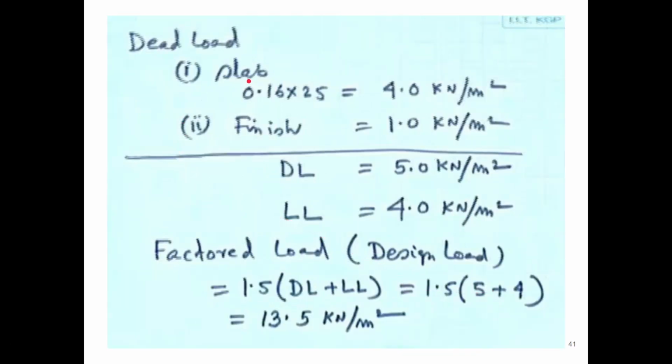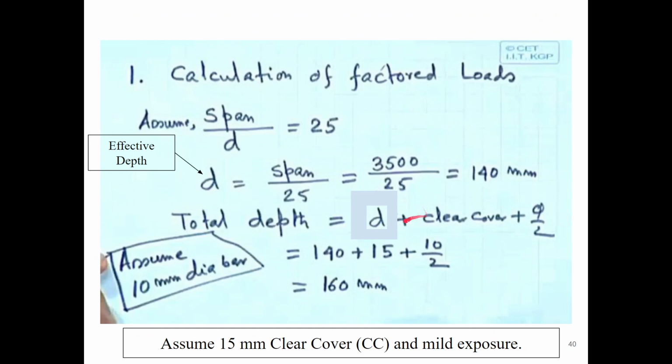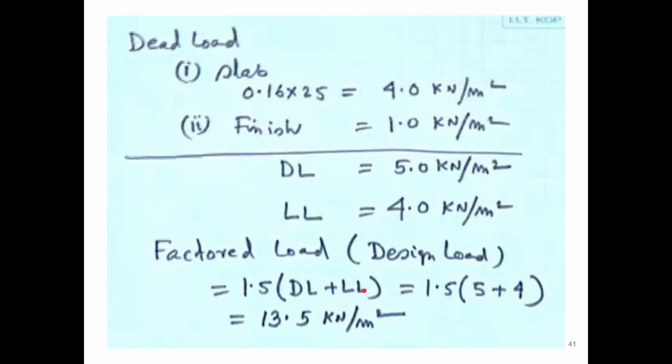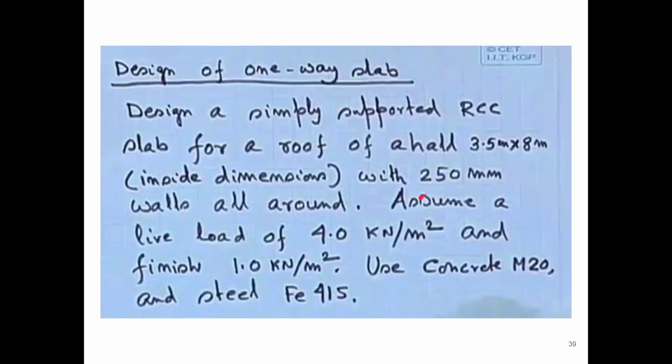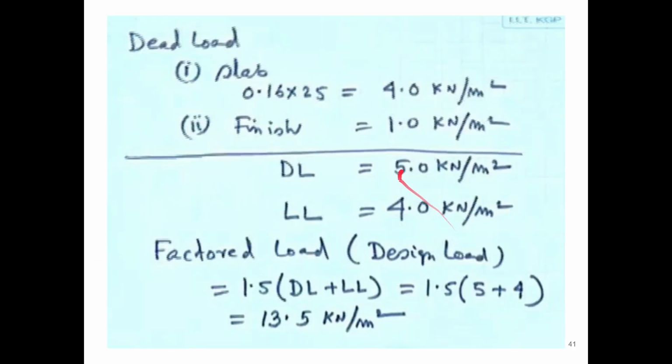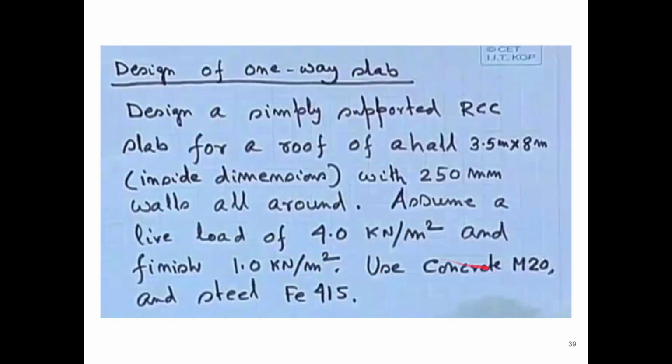So the dead load for the slab: it has a total depth of 160, right? So the dead load for the slab will be 0.16 into 25, as we discussed, which is 4 kilonewton per meter square, and the finishing load will be 1 kilonewton per meter square. So in total it will be 5 kilonewton per meter square, and the live load is 4 kilonewton per meter square.